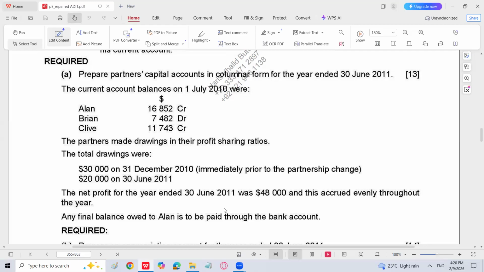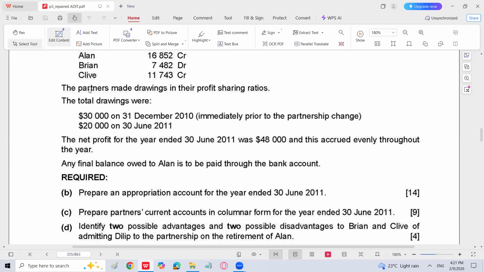Either there is 12 months or 6 months separately, each month profit will remain the same. It means that in the first 6 months we have a profit of 24,000 and in the last 6 months we have a profit of 24,000. Any final balance owed to Ellen is to be paid through the bank account. So when you prepare the current account of Ellen, it is going to be closed with the name bank rather than the capital account.